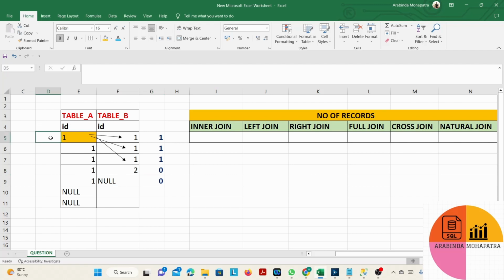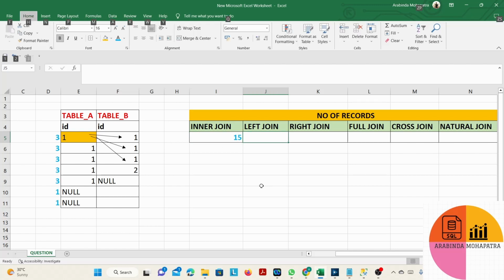Likewise, the total number of matching records is 3, and in the same fashion it will be 3 here, 3 here, 3 here, and again 3 here. So the total inner join count will be 15: 3 plus 3 plus 3 plus 3 plus 3, so 3 times 5 equals 15.